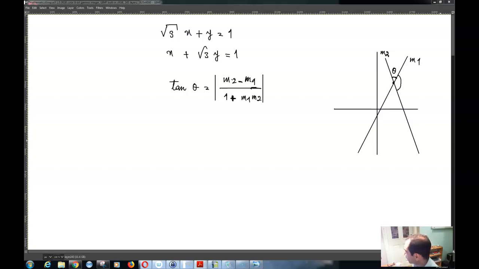You want to find the angles between these two lines, so you need to basically have these two values, m1 and m2. So I write this formula down here. Tan of theta is equal to m2 minus m1 over 1 plus m1 m2. Okay, so that is the formula.